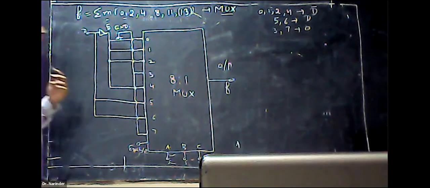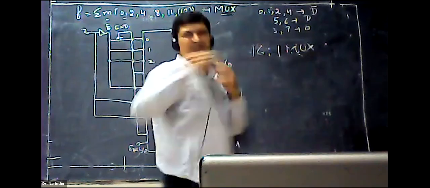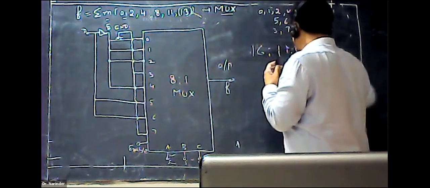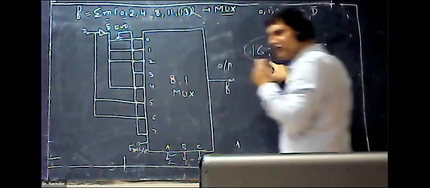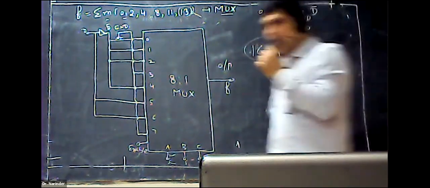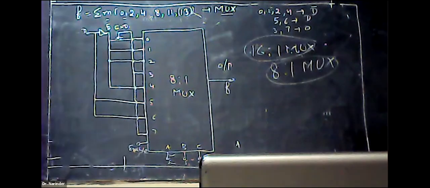So in this way, we can convert a 16:1 mux to its equivalent 8:1 mux. Earlier, we implemented this expression using a 16:1 mux. Here we have implemented it with an 8:1 mux. In this way, we can implement any expression using a multiplexer.